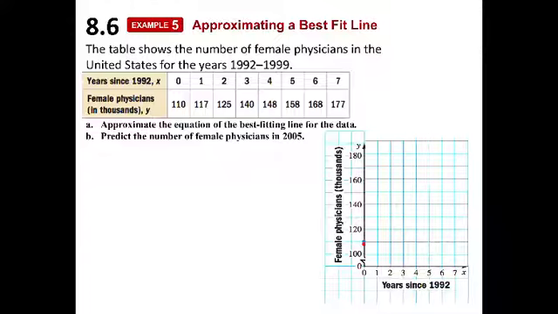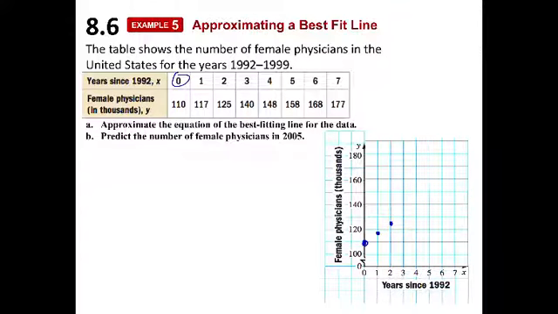So we're going to have to approximate some of these in terms of where they are on the graph. That'll be all right. So in 1992, so 0 years after 1992, there are 110. So we're going to do halfway between 100 and 120. After 1 year, so 1 year after 1992, there are 117. So we're going to put it closer to 120. At 2 years is 125, so halfway between 120 and 130.